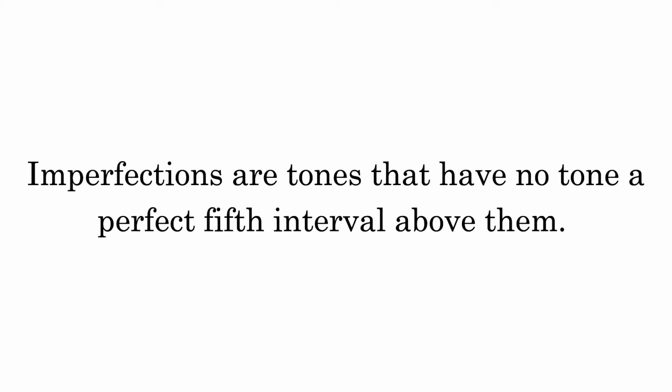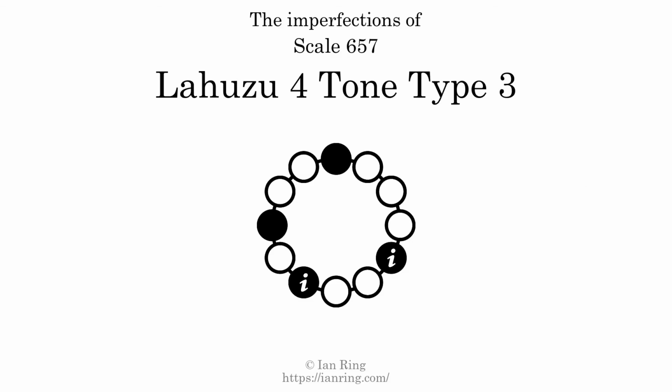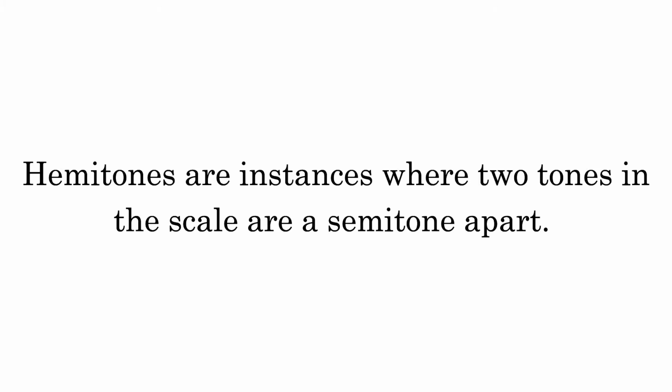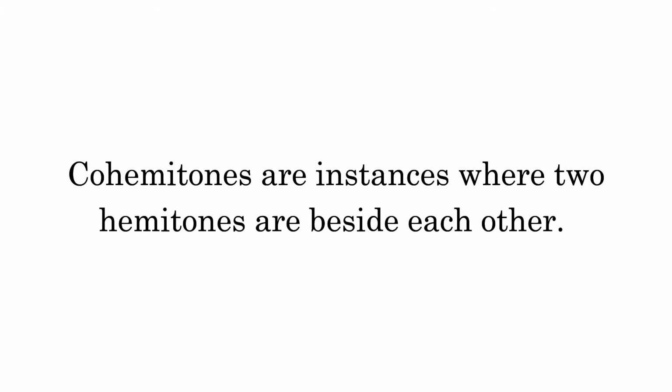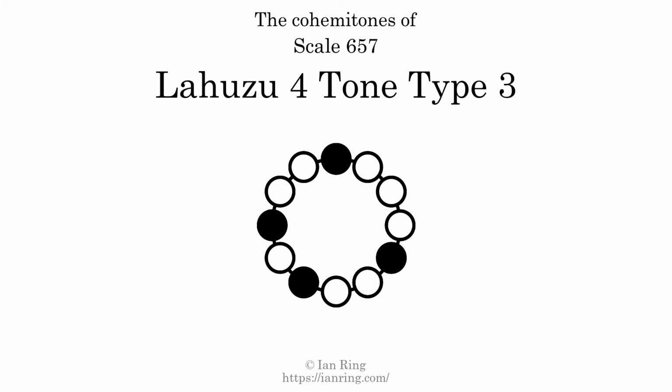Imperfections are tones that have no tone or perfect fifth interval above them. This scale has 2 imperfections. They are at positions here and here. Hemitones are instances where 2 tones in the scale are a semitone apart. This scale has no hemitones. Cohemitones are instances where 2 hemitones are beside each other. This scale has no cohemitones.